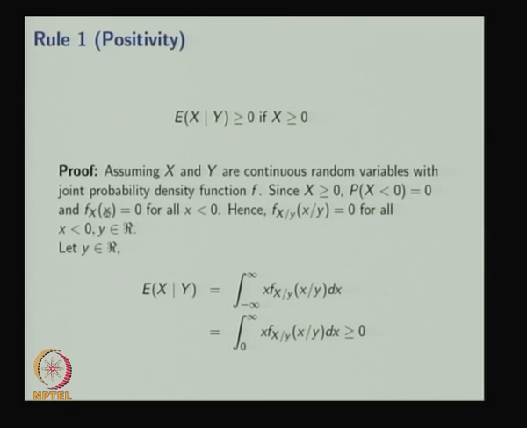So, the proof is given here. Assuming X and Y are continuous random variables with the joint probability density function f, I am going to give the proof. Similarly, one can give the proof assuming both random variables are discrete random variables with the joint probability mass function also. Since X is greater or equal to 0, the probability of X less than 0 is equal to 0, and the probability density function of X is going to be 0 for all x less than 0.